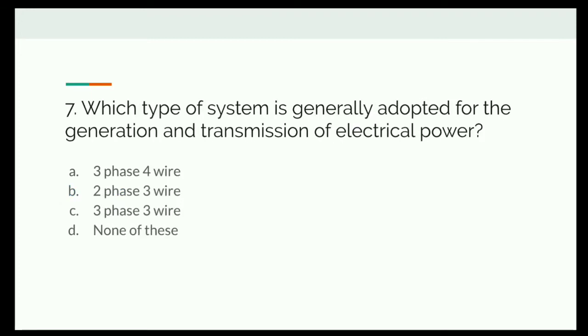Next question. Which type of system is generally adopted for the generation and transmission of electrical power? Option A, 3-phase 4-wire, B, 2-phase 3-wire, C, 3-phase 3-wire, D, none of these. And the correct answer is 3-phase 3-wire.